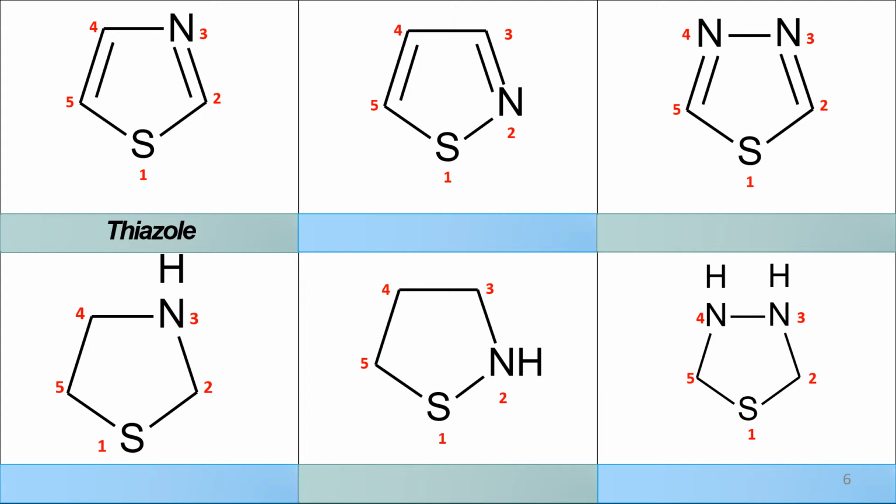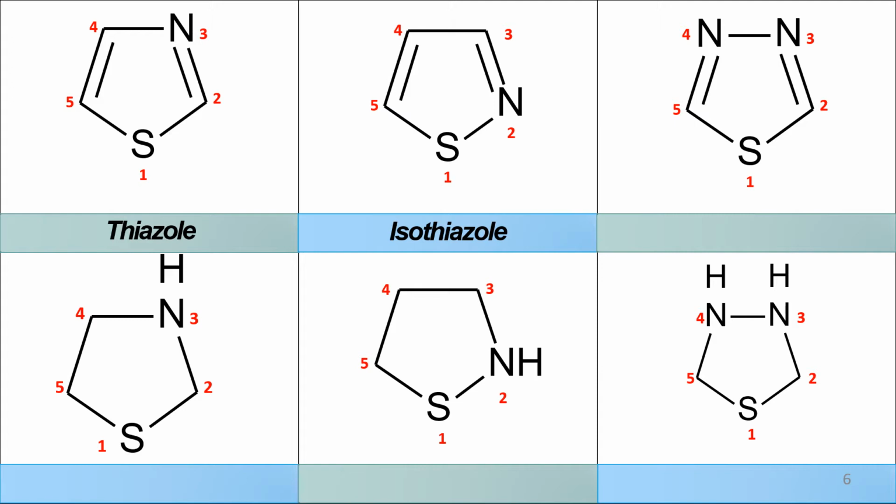Similar is here, but here the position of nitrogen is changed. In thiazole, nitrogen is present at position 3, but here the nitrogen position is second. So when the heteroatom is present at the next number, we use the prefix iso. So the name of this structure is isothiazole. Why iso? Because after sulfur, at the second position, nitrogen is present. When the heteroatom is present at the second number, then we use iso.